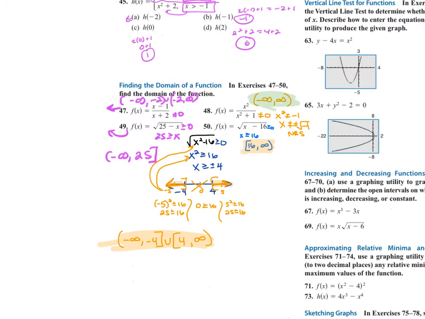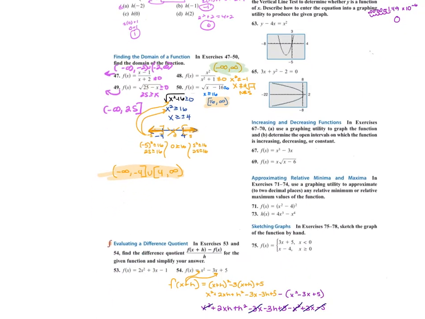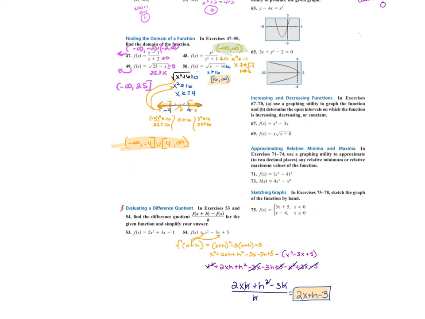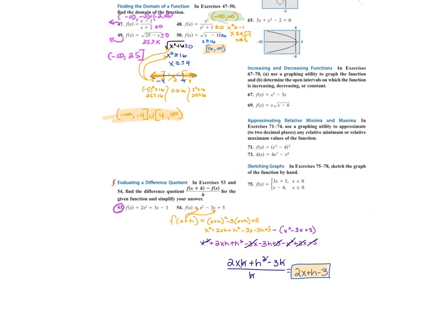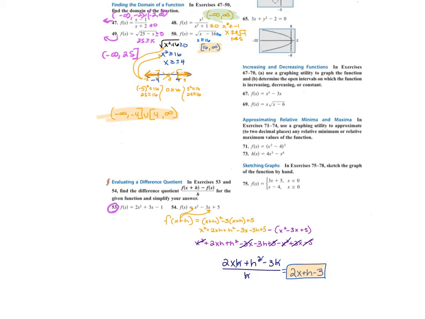48 has the denominator. That's an issue. However, when you get a -1, there's no square root of -1, which means it's all real numbers. And 50 has your square root again. All right, the piecewise function, I'll work out this. I mean, the difference quotient, we'll work out that when we get to the practice problem, and then I'll post the one that has 53 on it just so you have the answer.